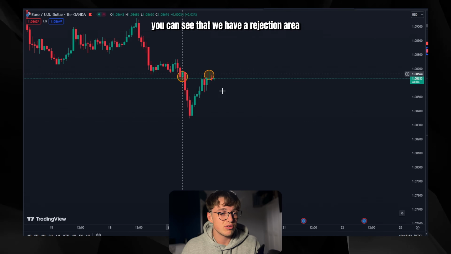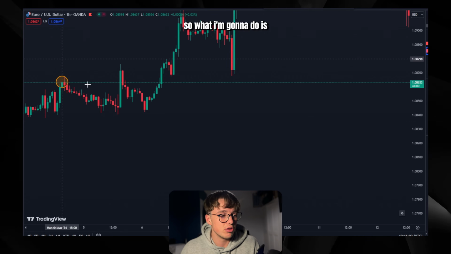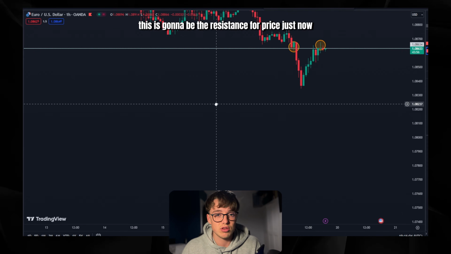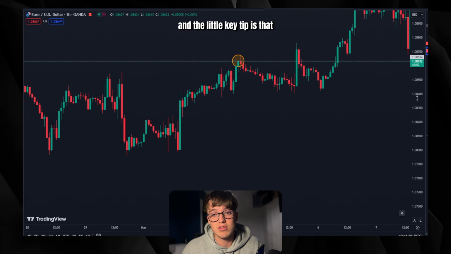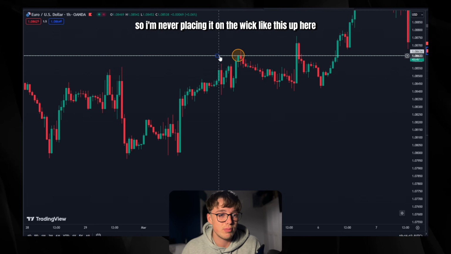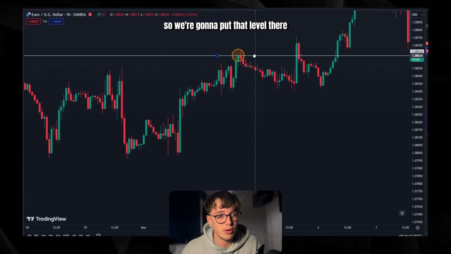Because of that, you can see that we have a rejection area at the same level pretty much. So what I'm going to do is stick my rejection level right here. This is going to be the resistance for price just now. And the little key tip is that we always place these levels on the body of the candle. I'm never placing it on the wick like this up here, always on the body of the candle. So we're going to put that level there.